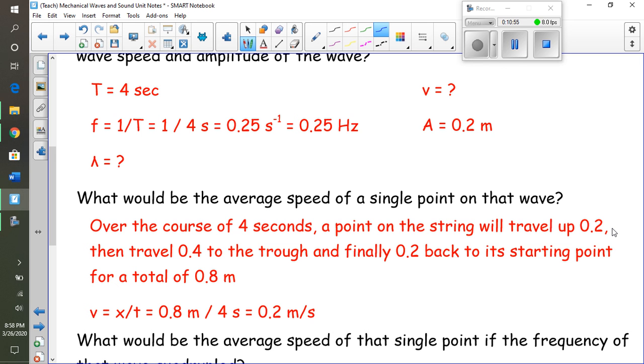Again, I can just read that right off of the graph. Now, what would be the average speed of a single point on that wave? Well, over the 4 seconds, a point on that string is going to travel up to the 0.2 mark, then down to negative 0.2, so that's a distance of 0.4. Finally, it's going to go back to its original starting point, which takes another 0.2. The displacement would be 0, but the distance is a total of 0.8 meters.